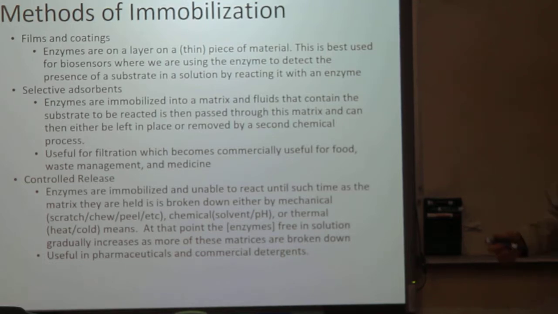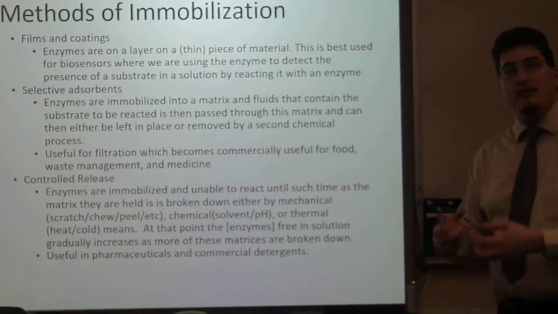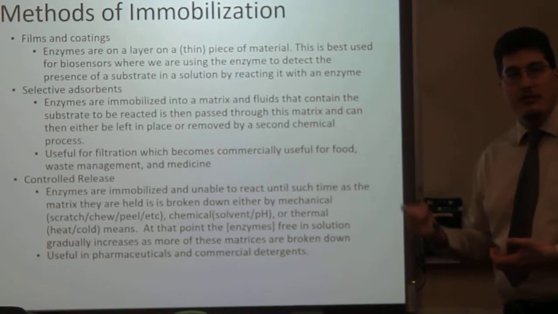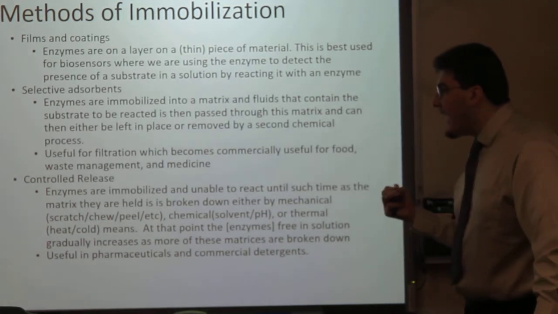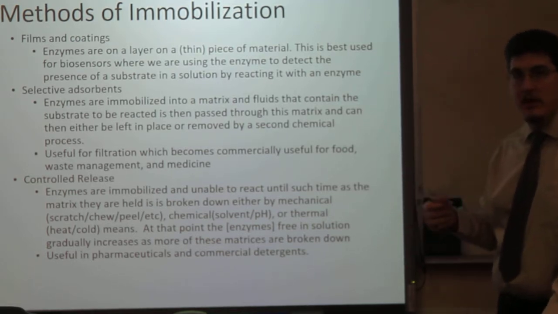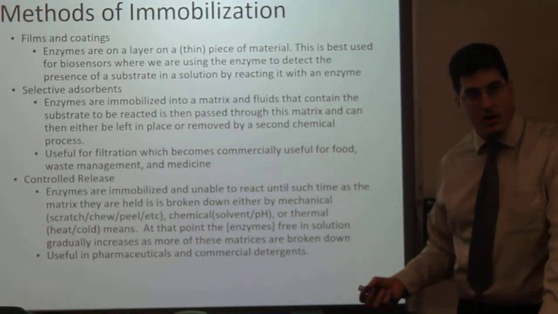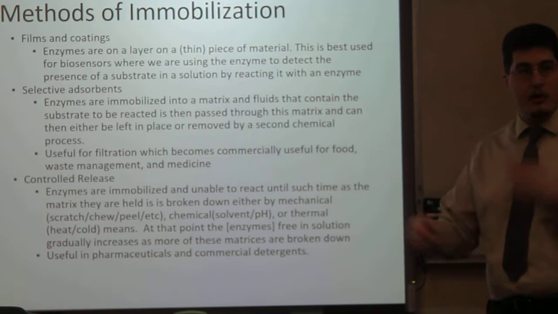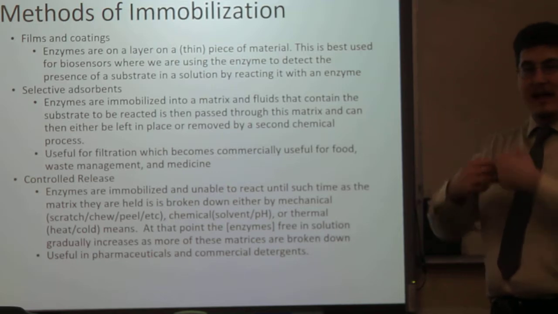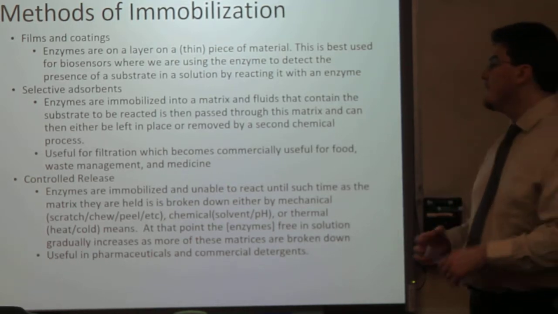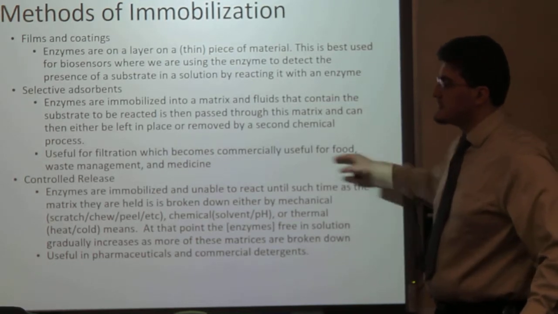And then we have controlled release. In controlled release, you have a gel, and that gel dissolves, and eventually you will release these particles of your enzyme as you go. So this is somewhat how scratch and sniff works, also how the enzyme beads in laundry detergents work. As the temperature changes during your wash cycle, those beads will dissolve in the water of your wash cycle, and then the enzymes will be able to work. All right? So this is very useful for pharmaceuticals and commercial detergents.